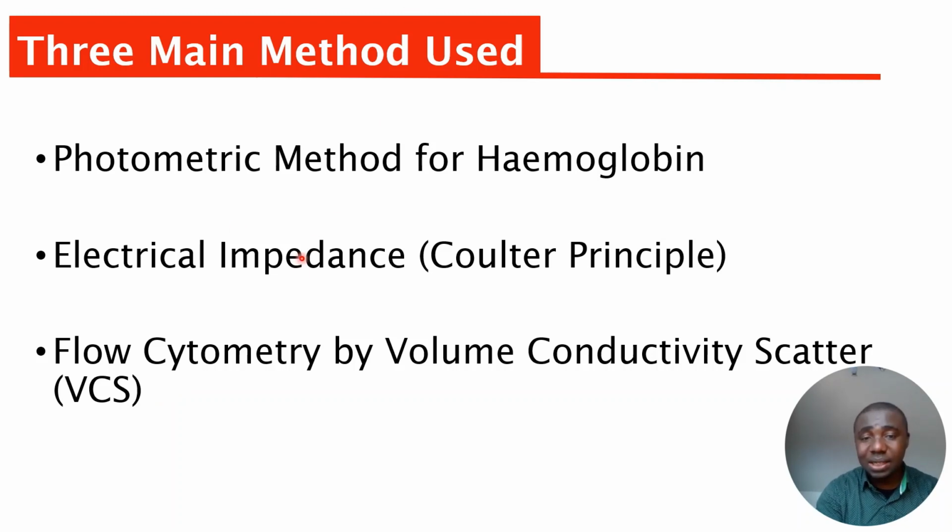In addition to electrical impedance, Sysmex also makes use of flow cytometry by volume conductivity scatter, which is VCS. So basically, when it comes to the analyzers, the main thing that happens is photometric, which is how they measure hemoglobin, and also electrical impedance or flow cytometry. So some analyzers make use of electrical impedance, while some make use of both electrical impedance and flow cytometry. This is how they are able to differentiate the different cells, like different white cell count.